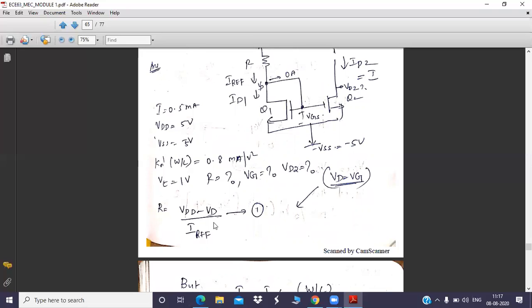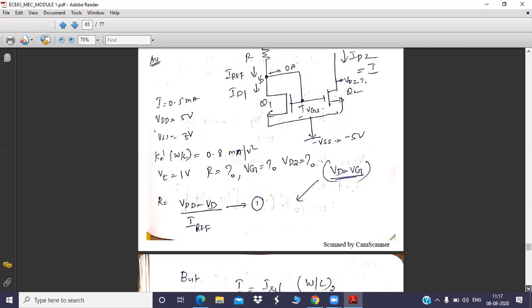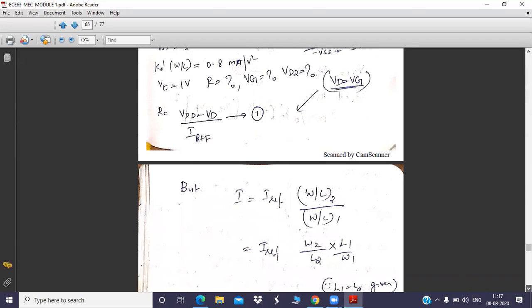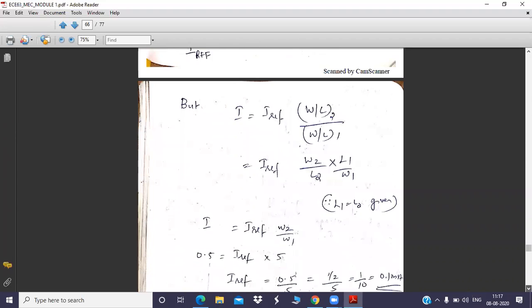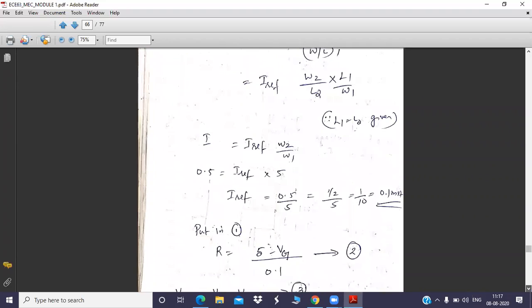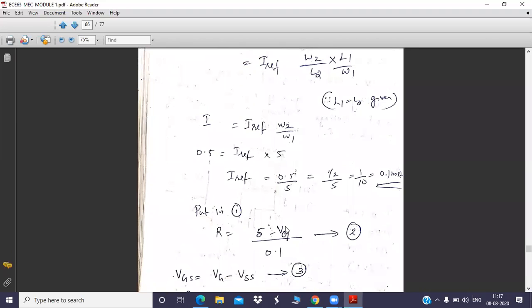So instead of putting VD, I will be putting VG. VG means gate voltage, and VD is the drain voltage. As you can see in the current mirror circuit, the drain and gate terminals are short circuited, so this voltage is going to be the same as this. So instead of putting VD, you will put VG. Now you will rewrite equation number 1 so that it becomes 5 minus VG by 0.1. That will be equation number 2.